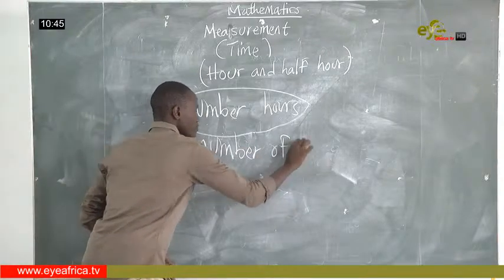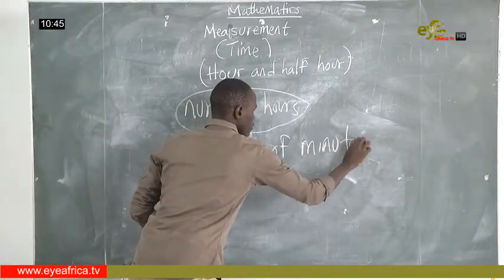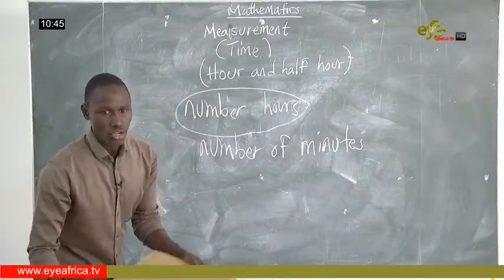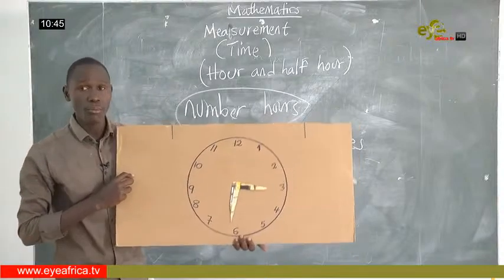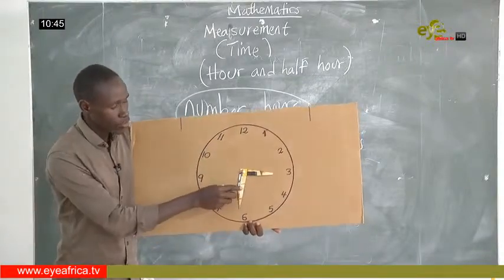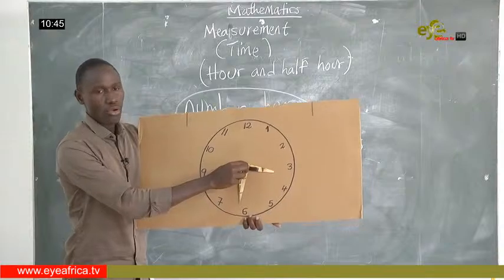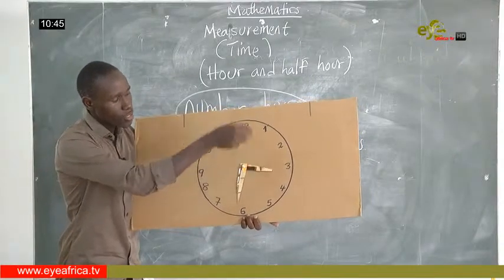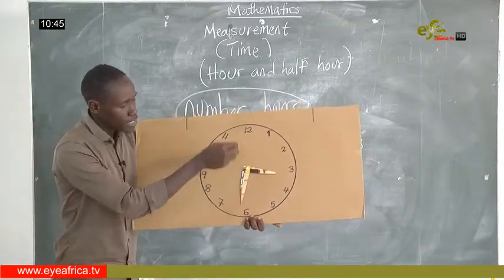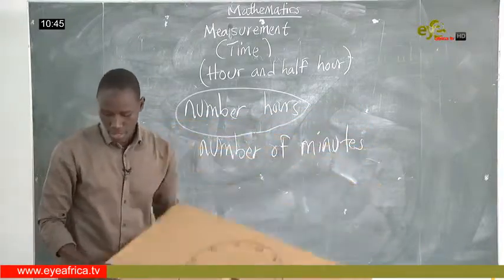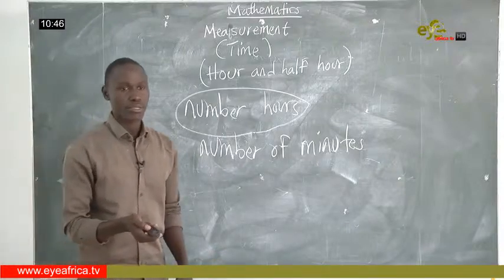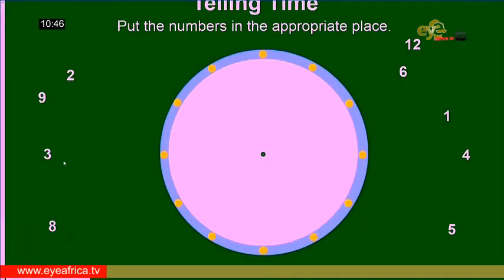This longer hand here always tells us the number of minutes we have on the clock. Whenever you see a clock, the shorter one always tells us the number of hours, whilst the longer one, which is the minute hand, tells us the number of minutes that we have. Okay. Now, telling time.